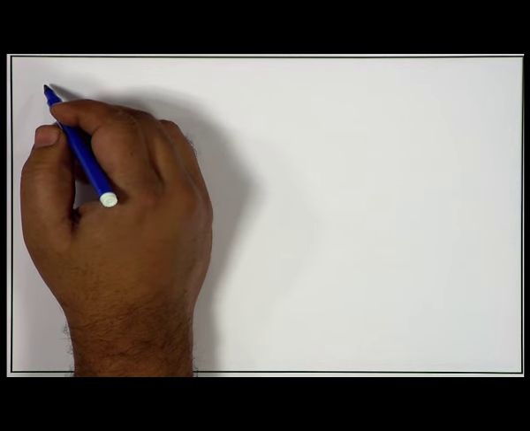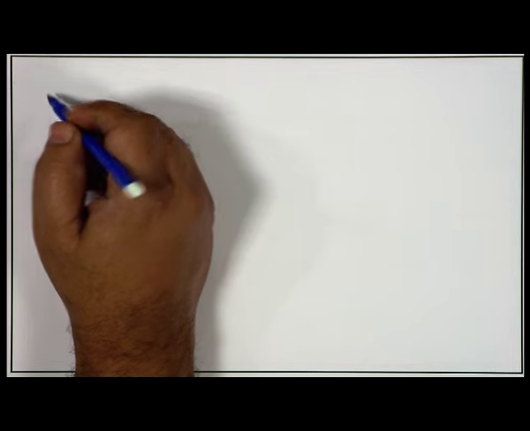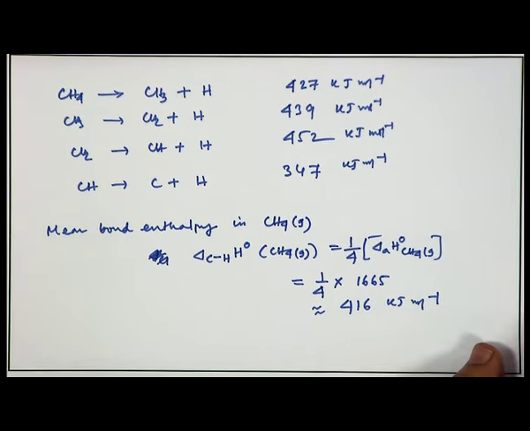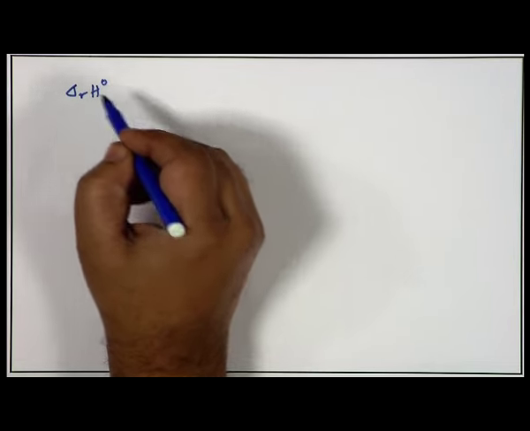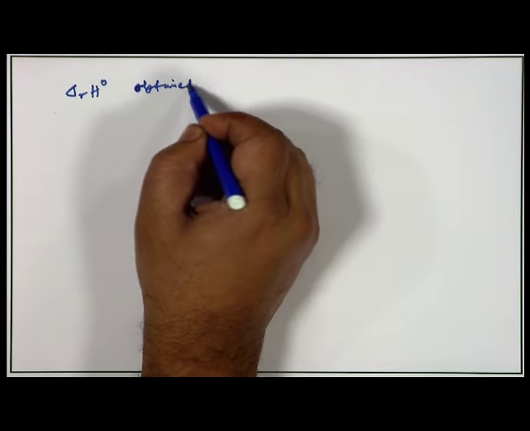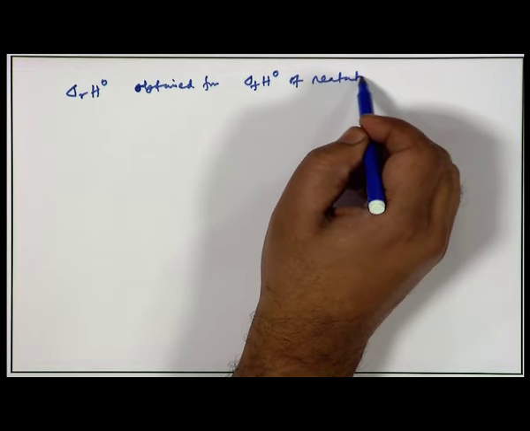Now, what we will do, we will talk about next. We have talked about bond dissociation enthalpies and then mean bond enthalpies. Now, for some gas phase reactions, especially, we talked about that any reaction enthalpies can be obtained from delta H formation values of reactants and products.